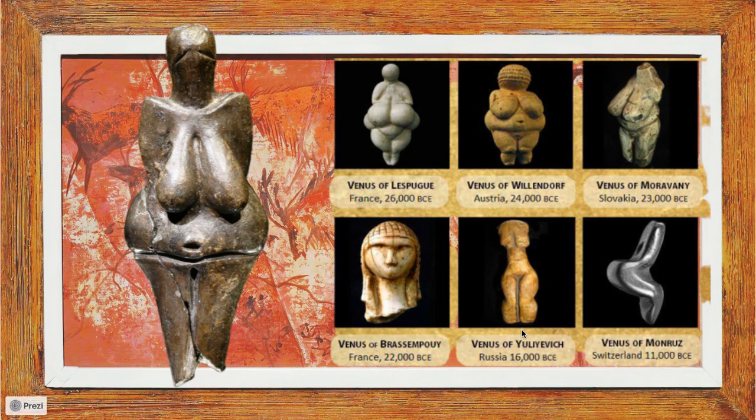So here's an example of the Venuses, right? And there's a lot of different images. So France, Austria, Slovakia, France, Russia, Switzerland, and this is all the female forms. And you're probably thinking, what the heck am I looking at? But this is what they were creating, right? This is what they were making.